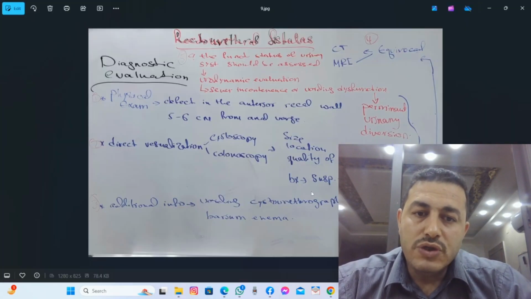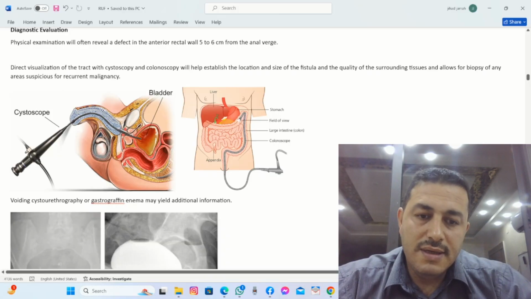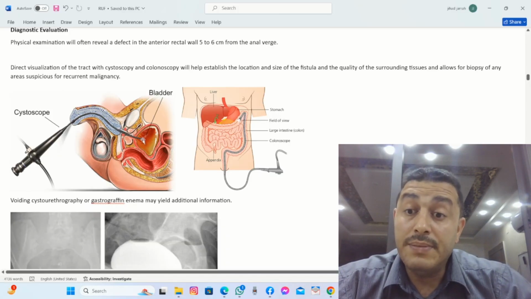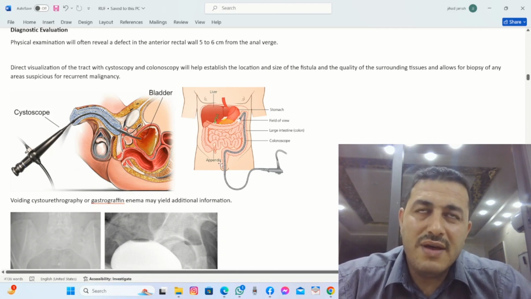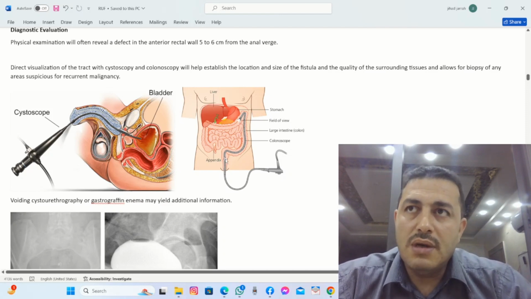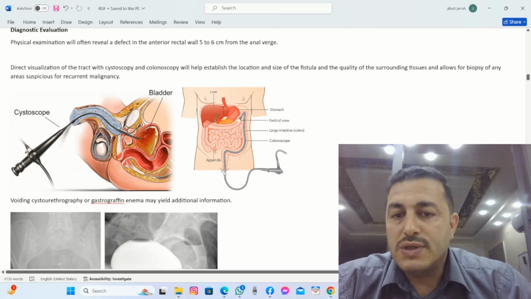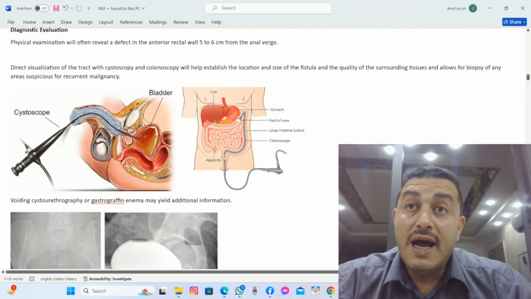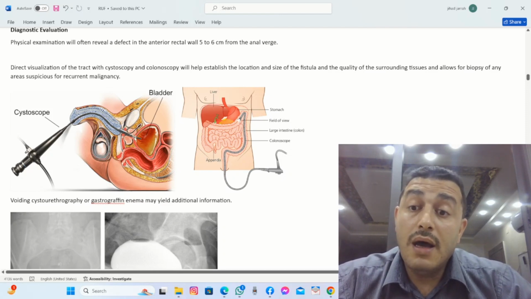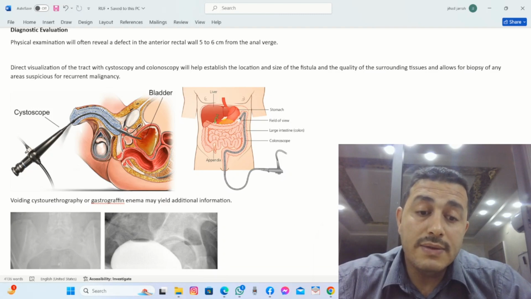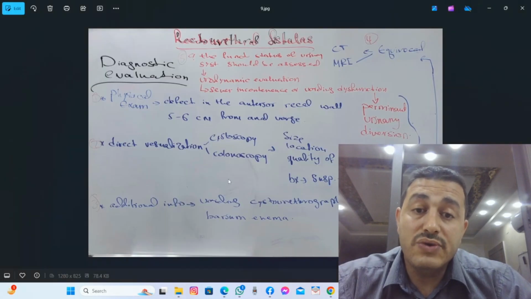And as you see here, this is the cystoscope. We will see a defect posteriorly here, or during the colonoscopy, the endoscopy, let's say. You may use a proctoscope or sigmoidoscope to detect a defect in the anterior rectal wall. And what else we want to add regarding that?